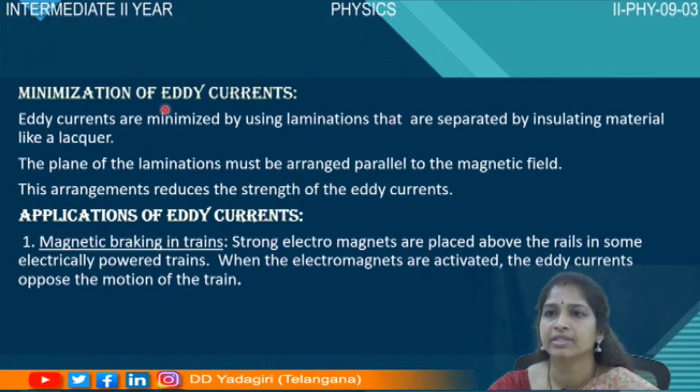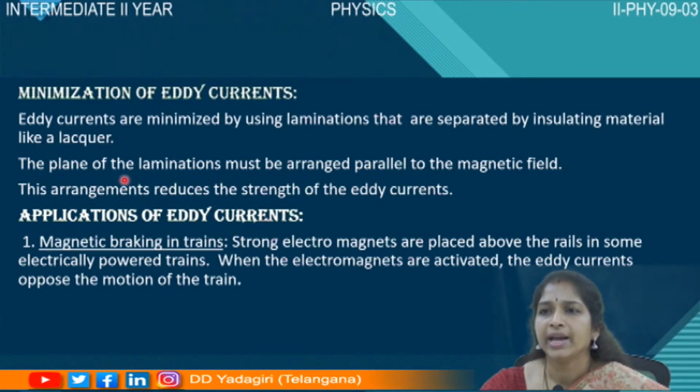We have to minimize these eddy currents. So there is a method to minimize the eddy currents. So how can we minimize eddy currents? Eddy currents are minimized by using laminations that are separated by insulating material like a lacquer. Actually, the plane of the laminations must be arranged parallel to the magnetic field. Only then does that arrangement reduce the strength of the eddy currents, so the efficiency of the devices may increase.